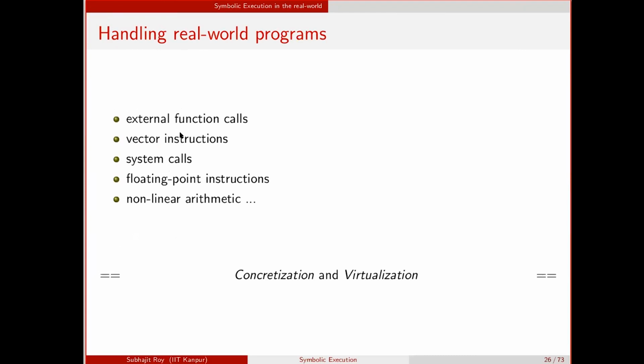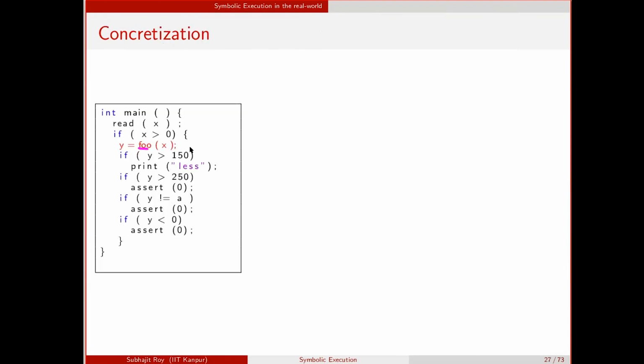For example, vector instructions. Reasoning on them and creating a formula for vector instructions could be hard. Floating point instructions could be hard. If you have nonlinear arithmetic, even if you create the formula, your symbolic execution engine may not be able to solve it. So now the problem is that there is this hard to analyze function foo that you do not know how to handle, and you encounter it in symbolic execution.